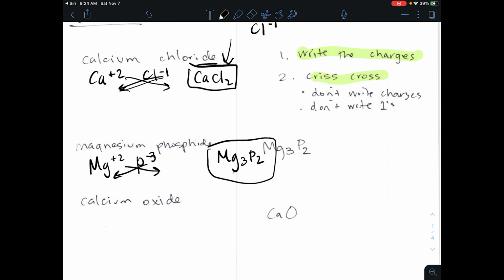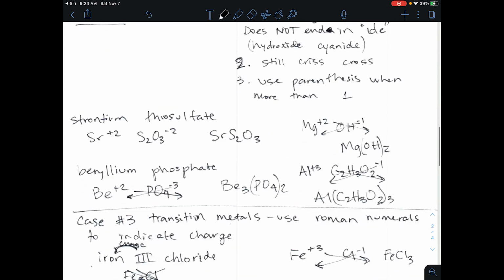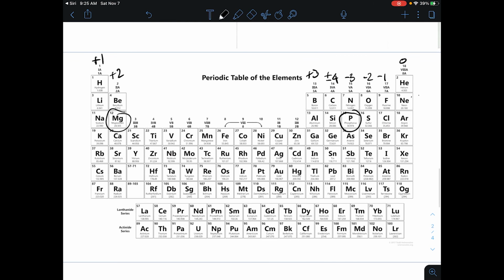So next one's calcium oxide. Let's take a look. Try calcium oxide. Calcium is right here, still a +2. They're not always +2, obviously. I just picked 3 that were. And the oxide is really oxygen, which is a -2.